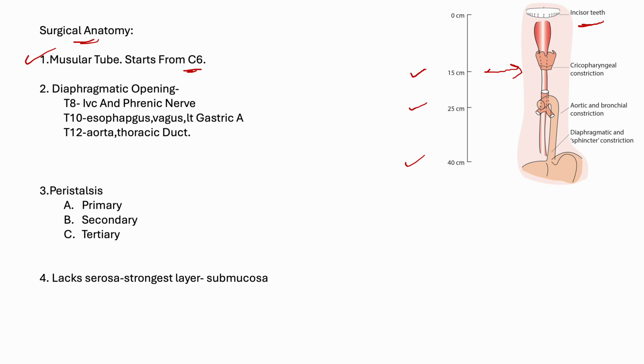Okay, 15 centimeters means there is the cricopharyngeal constriction. At 25 centimeters, aortic and bronchial constriction, and at 40 centimeters, diaphragmatic and sphincter constriction.